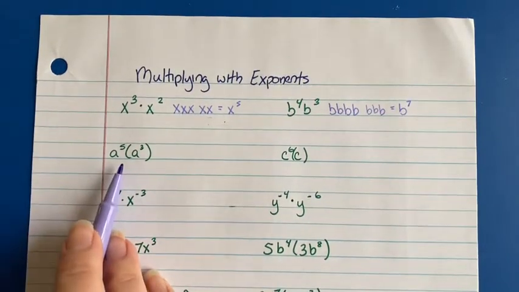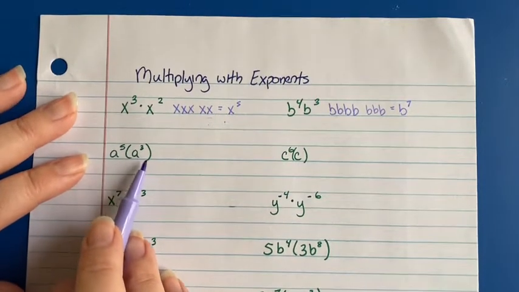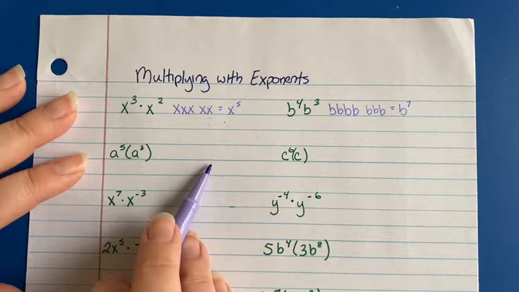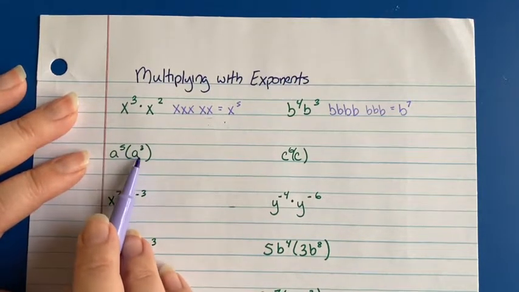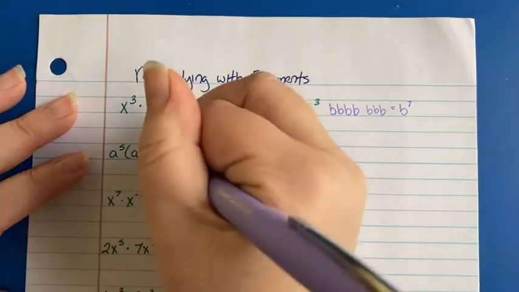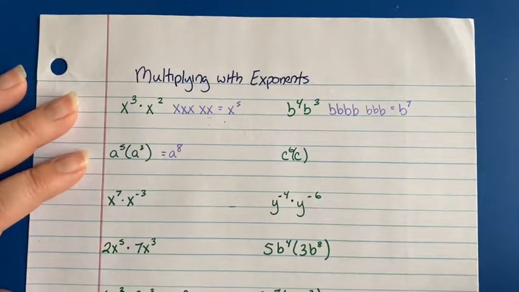Sometimes you'll see multiplication shown like this with parentheses. Okay, so this is a to the 5th times a to the 3rd. So instead of writing it out this time, I know that I'm going to write out a 5 times and then a again 3 times. That's going to be a total of 8 times. So a to the 8th power.